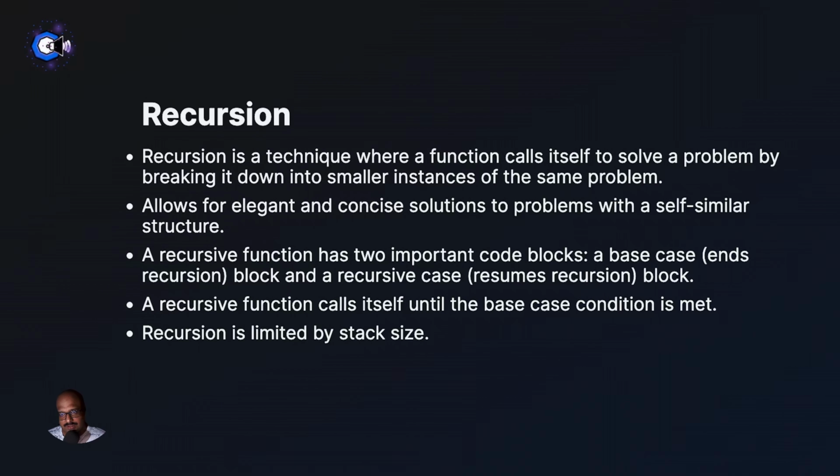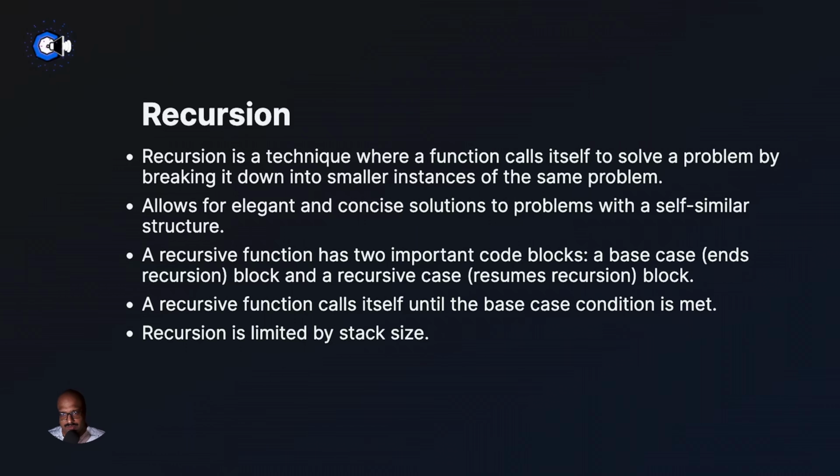A recursive function has two important code blocks. First one is the base case block, where it ends the recursion, and the second one is the recursive case block, which resumes the recursion. A recursive function calls itself until the base condition is met. In some ways, recursion is analogous to a loop. Both execute the same code multiple times and both require a condition.